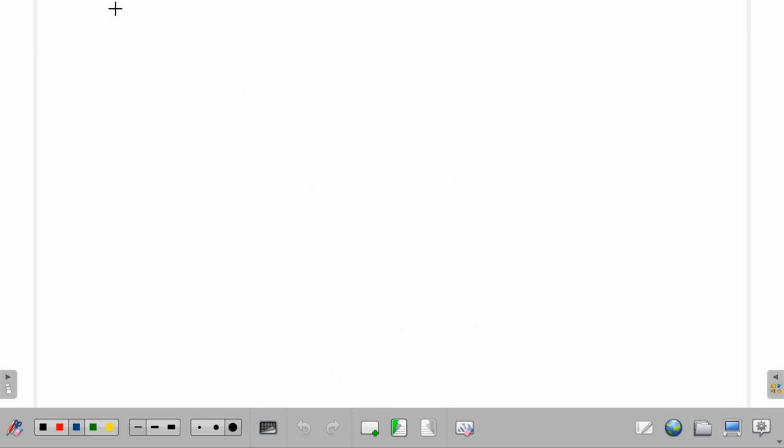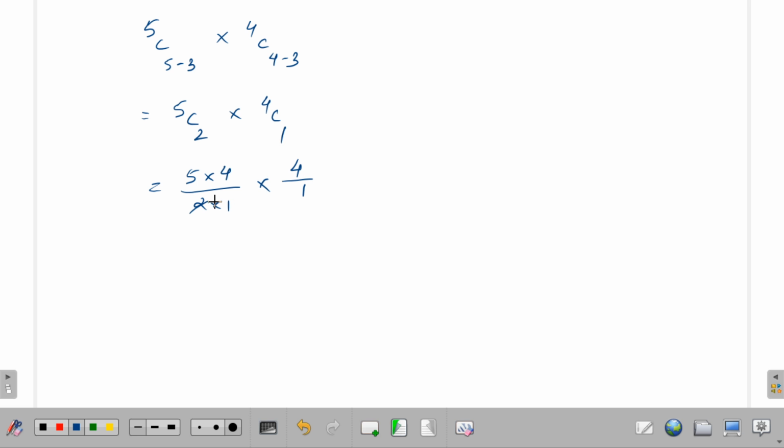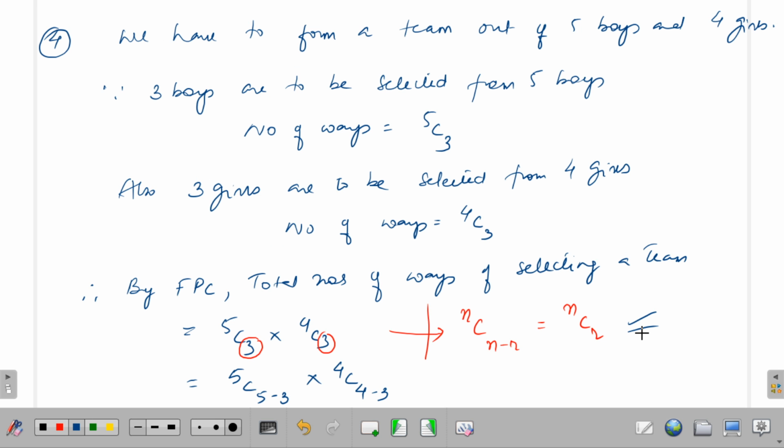I got here 5c(5 minus 3) and 4c(4 minus 3). If I happen to do that, I'll get the answer 5c2 into 4c1. So 5c2 you can simply go with 5 into 4 divided by 2 into 1, and your 4c1 will be 4 by 1. So if I cancel, that was 2. So the answer is 40. Okay, so that is how it is done using this formula.